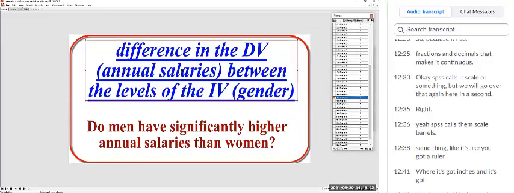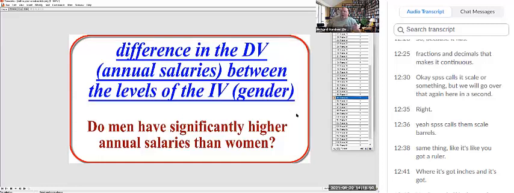I just told you. The DV is the salaries and the levels of the IV, gender. So all your difference type analyses work just like this. There's got to be a grouping variable. Once you start identifying grouping variables, that's half the battle.